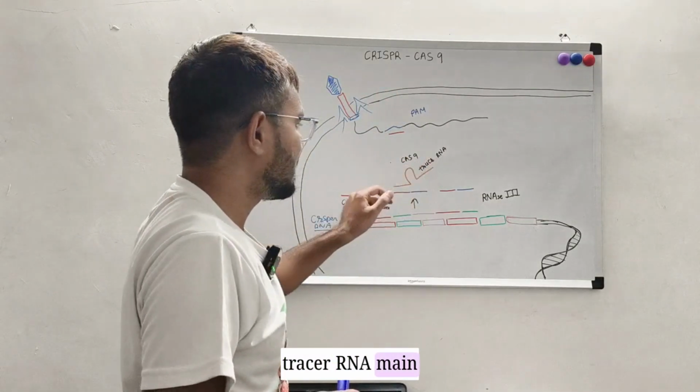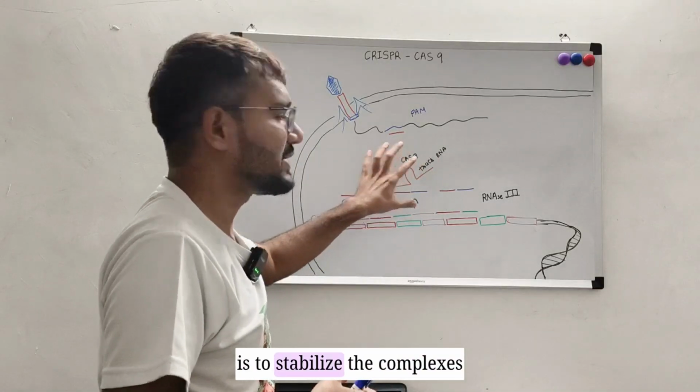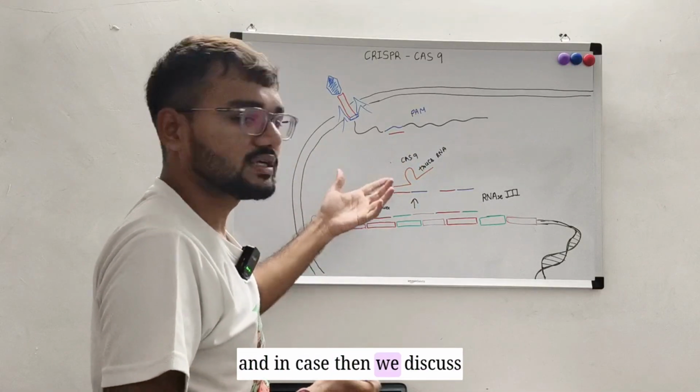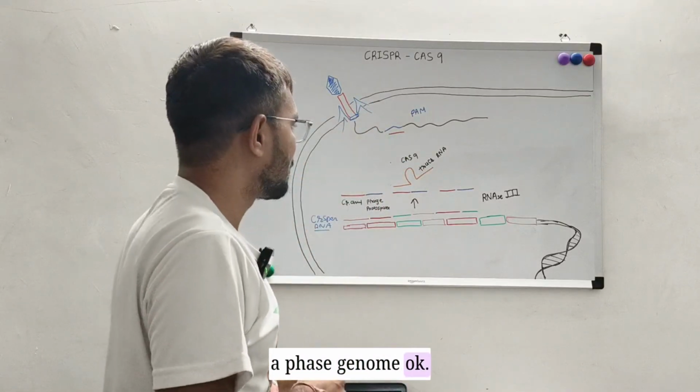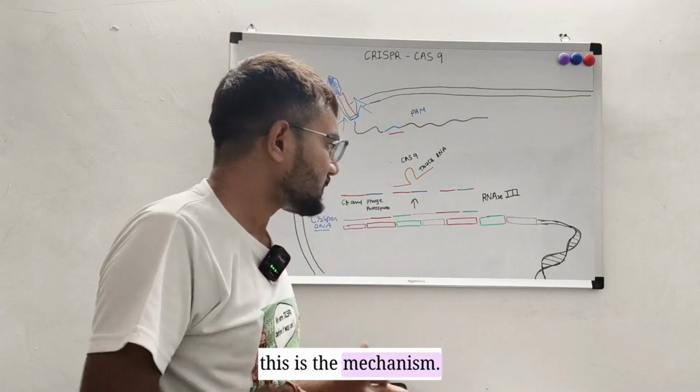The main function of the tracer RNA is to stabilize the complex, and Cas9, as we discussed, degrades the phage genome. Okay, so this is the mechanism.